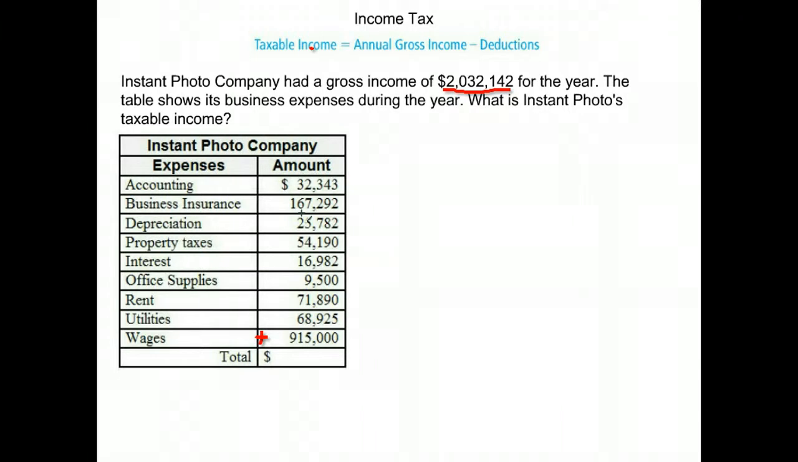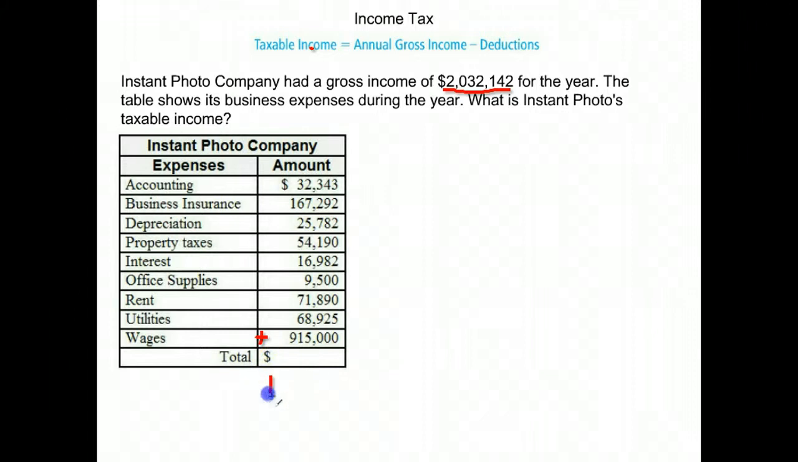32,343 plus 167,292 plus 25,782 plus 54,190 plus 16,982 plus 9,500 plus 71,890 plus 68,925 plus 915,000.